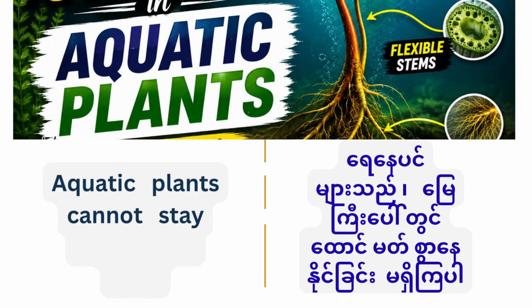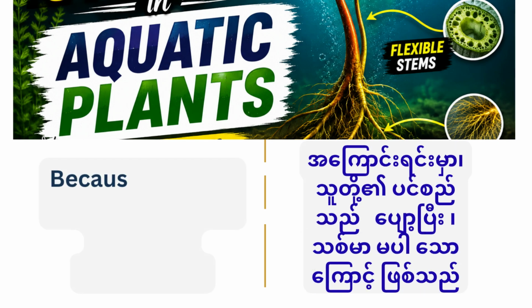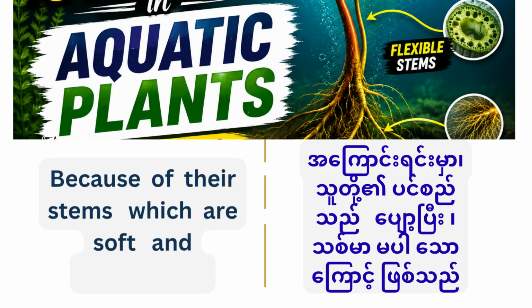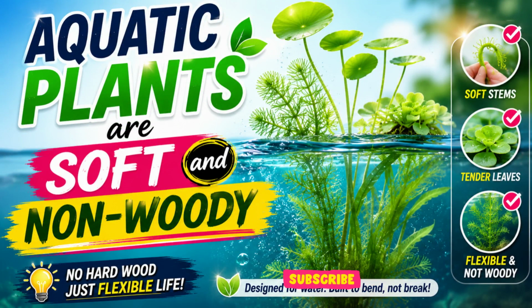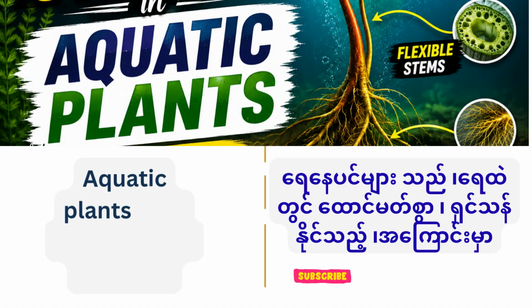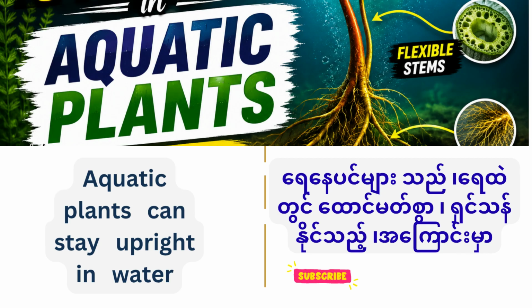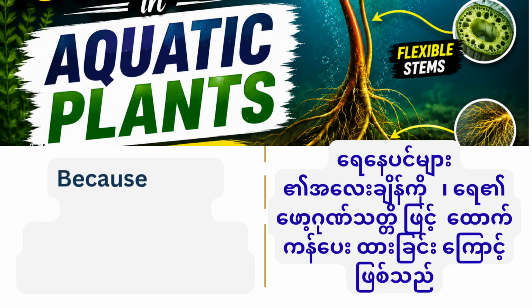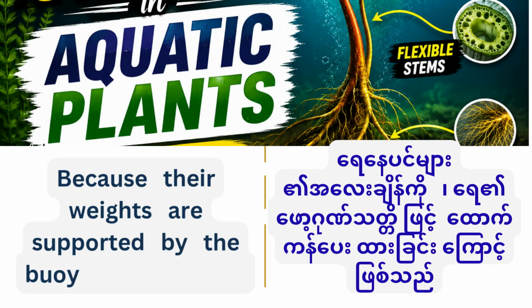Aquatic plants cannot stay upright on land because of their stems, which are soft and non-woody. Aquatic plants can stay upright in water because their weight is supported by the buoyancy of water.